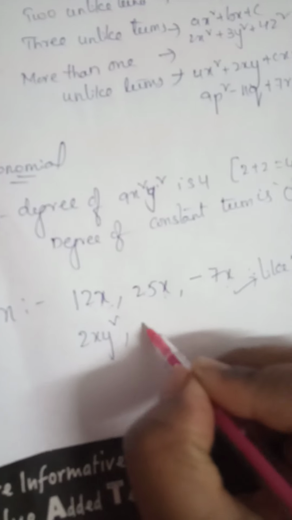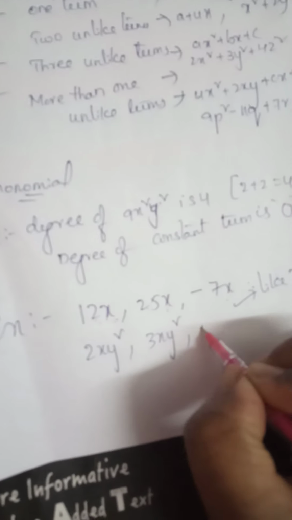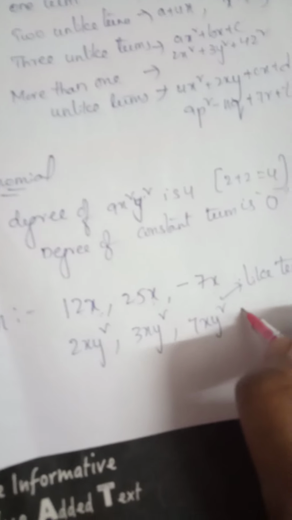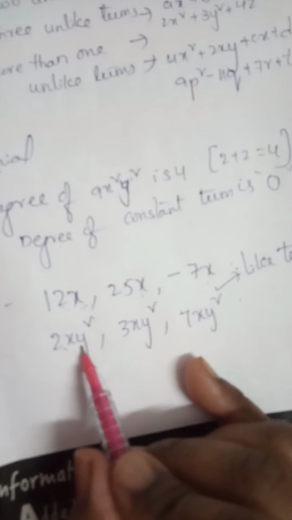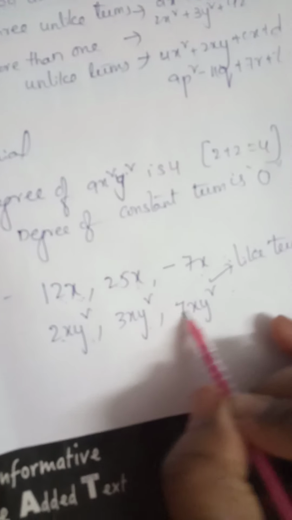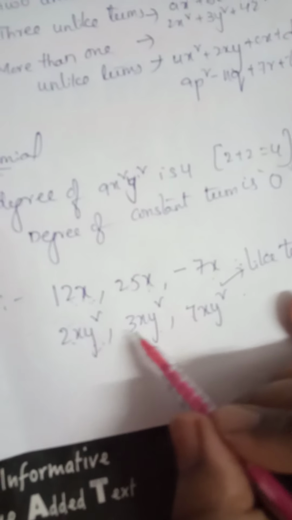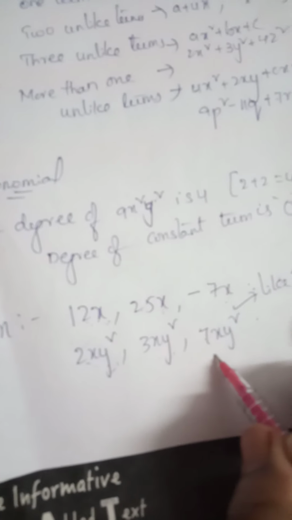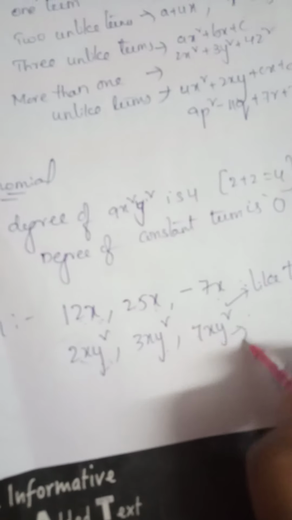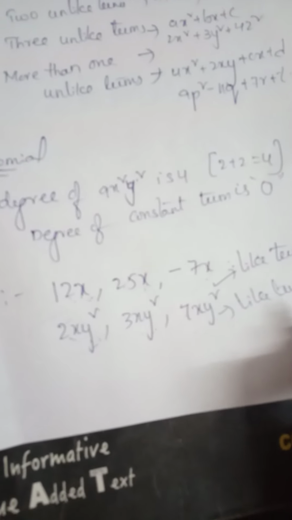Now another example: 2xy square, 3xy square, and 7xy square. Here the first term has xy square, the second term has xy square, and the third term also has xy square. So we can say these are also like terms. Having the same variables in all terms is nothing but like terms. Understood?